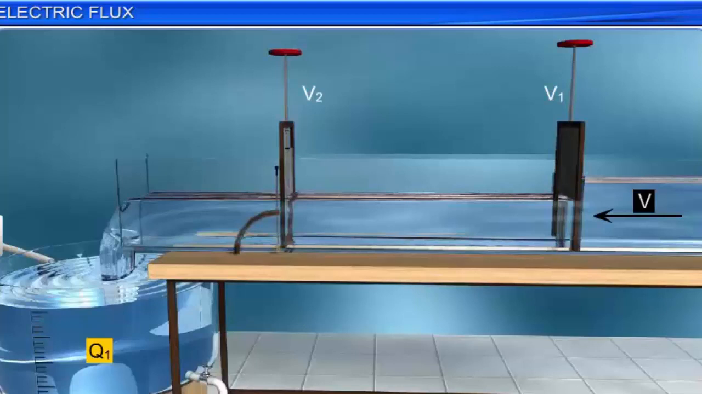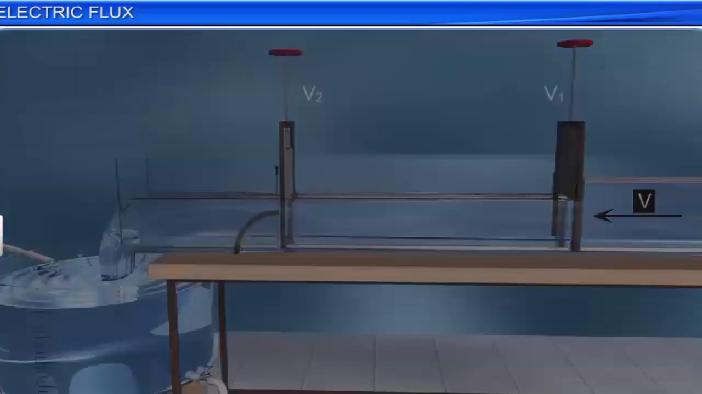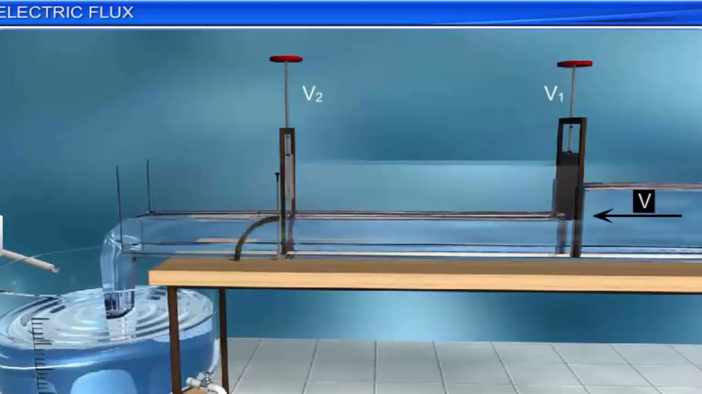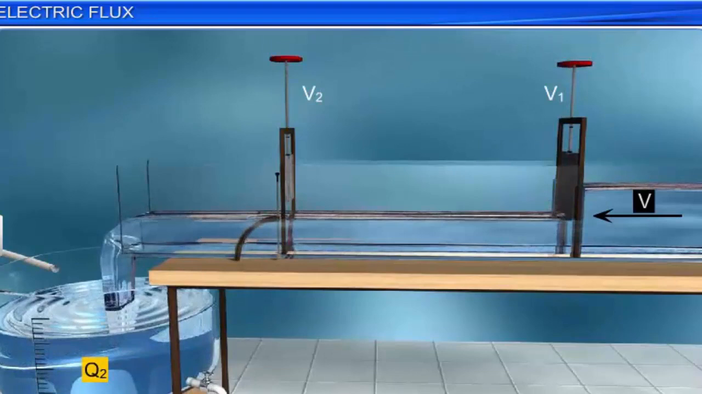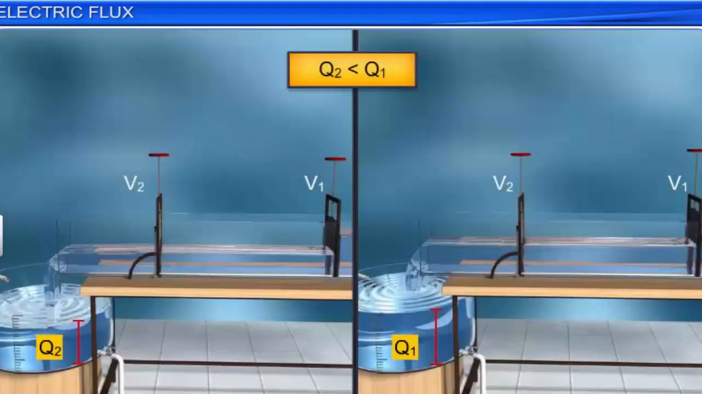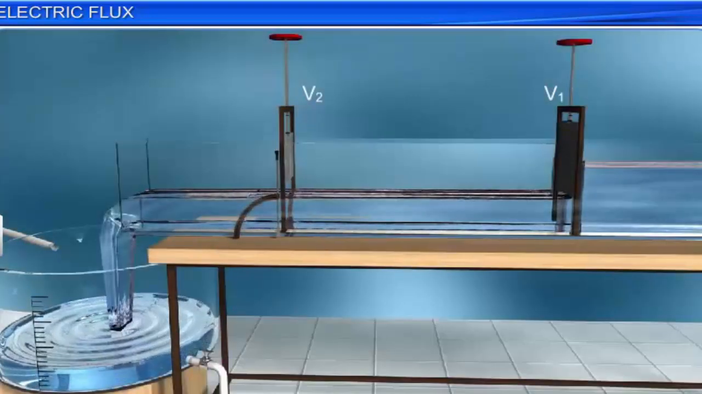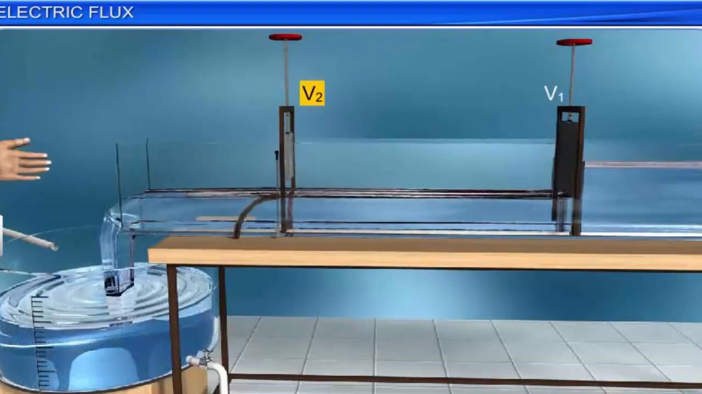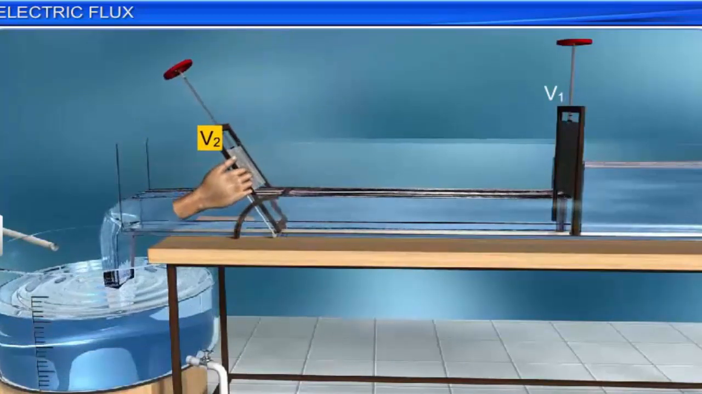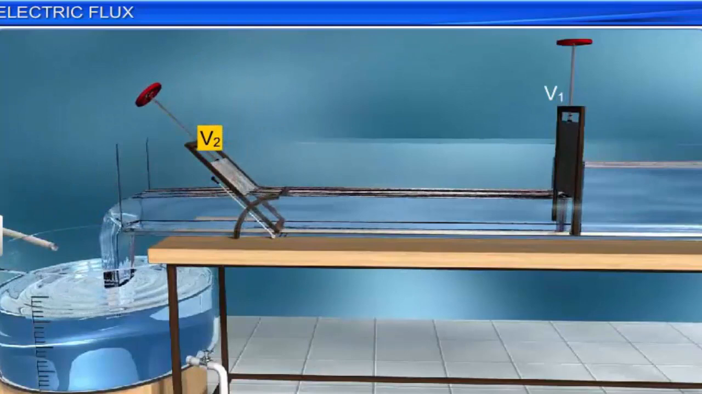Now, lower the closing plate of V1 without changing the position of the plate in V2. Measure discharge Q2 again for 5 minutes. Q2 will be less than Q1 as the area of opening in V1 has decreased due to the lowering of the plate. Then, swing V2 until the bottom line of the plate just touches the top surface of the water in the downstream. Remove valve V1.